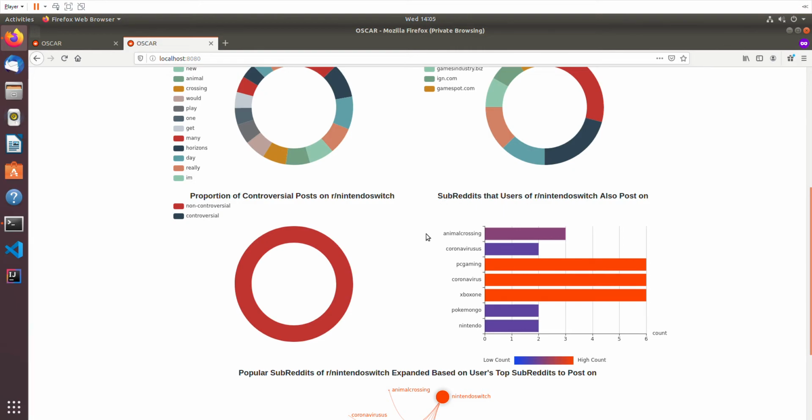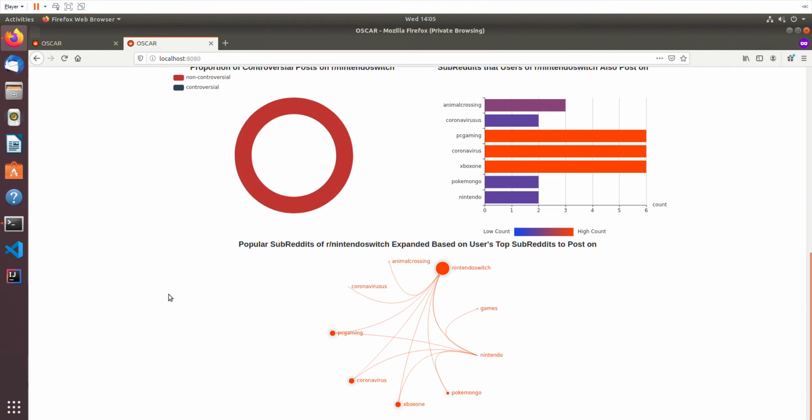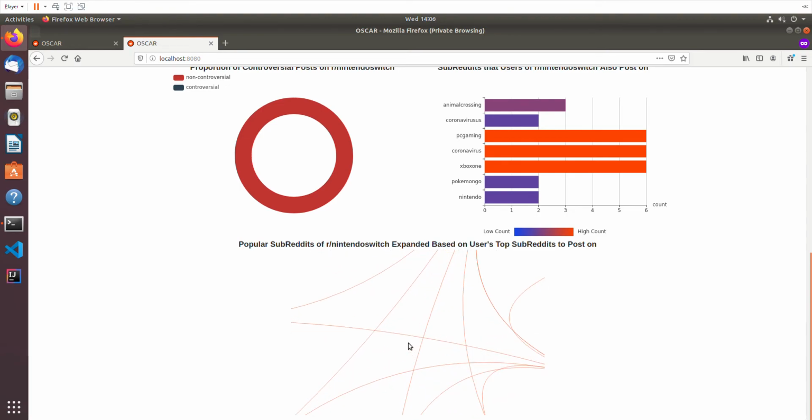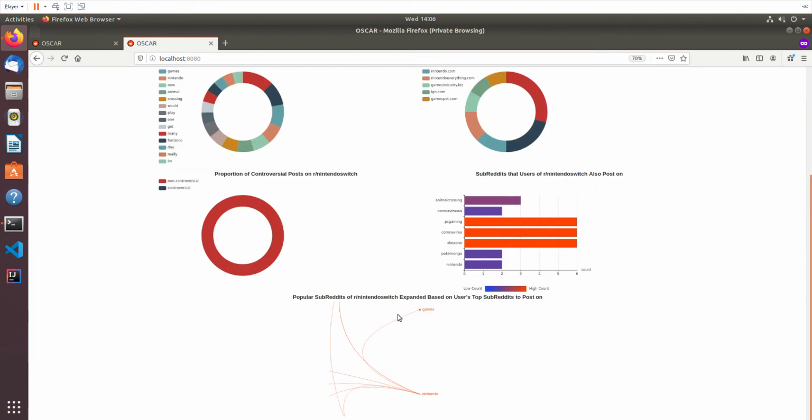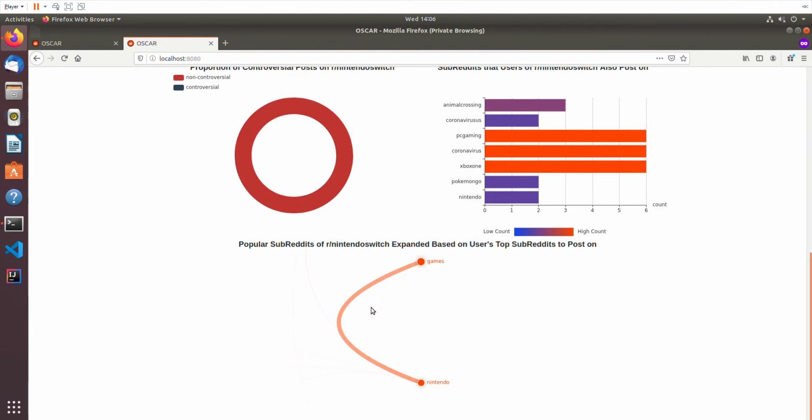Here we have some subreddits that users of this subreddit frequently post on. So other gaming related ones like PC gaming and Xbox One, as opposed to other places like coronavirus. Kind of an interesting combination there. And at the bottom, we have this really awesome visualization that shows the graph connections between all these different subreddits. So we have the original subreddit here, Nintendo Switch, which is connected to everything. And then we also have that some of these subreddits are connected to each other by frequent posters. So coronavirus is also directly connected to Nintendo, and Xbox One is also directly connected to Nintendo. You can also zoom in and move around on this graph if you want a closer look to see what the popular things on here are.